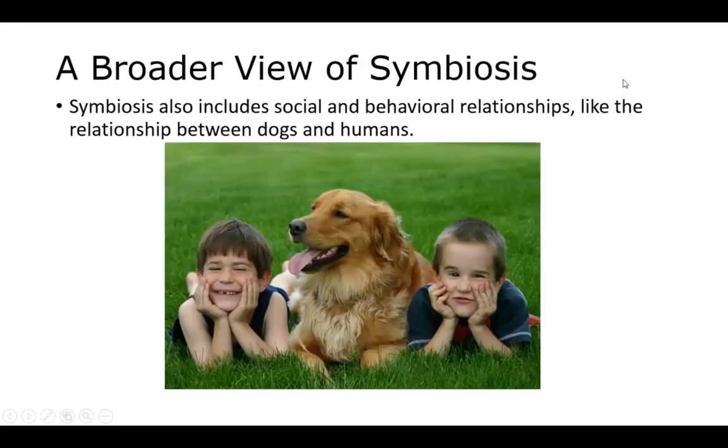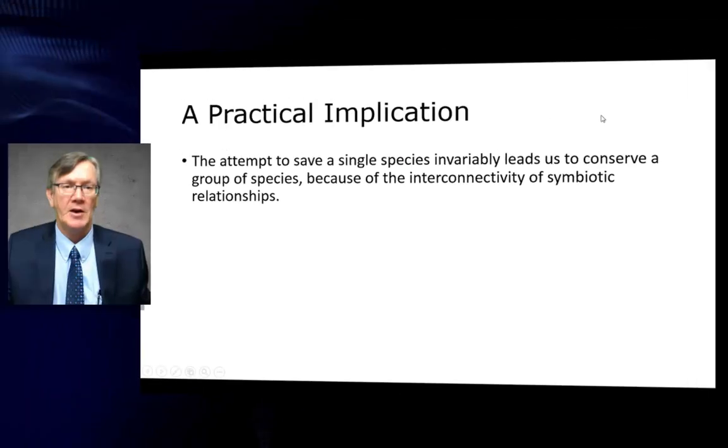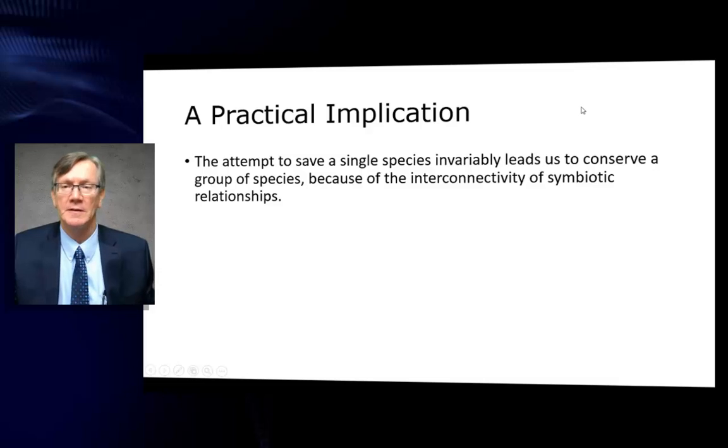A broader view of symbiosis. Symbiosis also includes social and behavioral relationships, like the relationship between dogs and humans. The practical implication. The attempt to save a single species leads us to conserve a group of species because of the interconnectivity of symbiotic relationships.